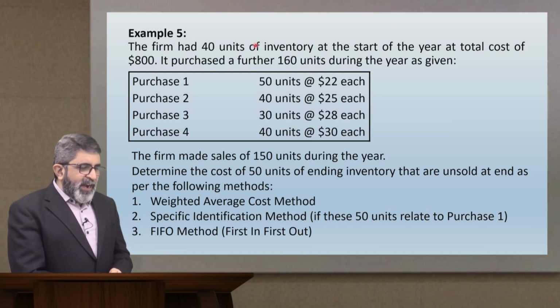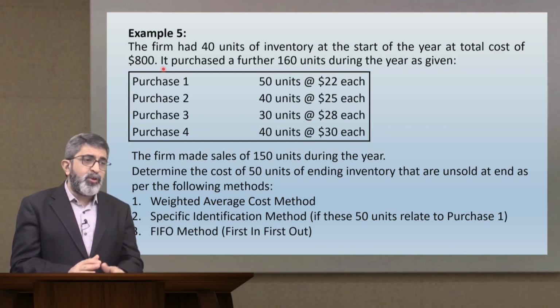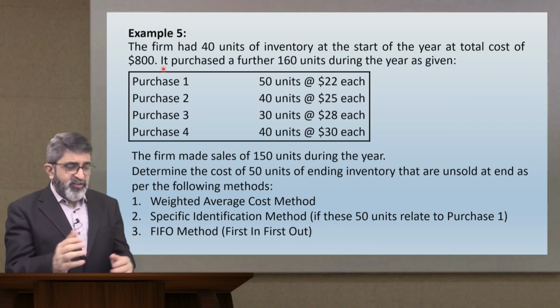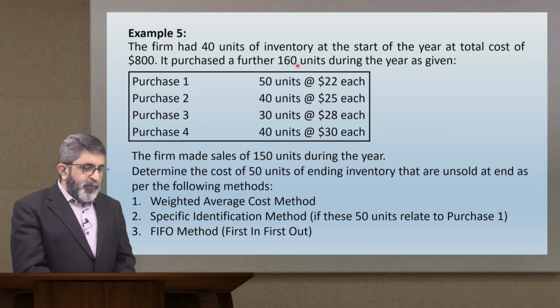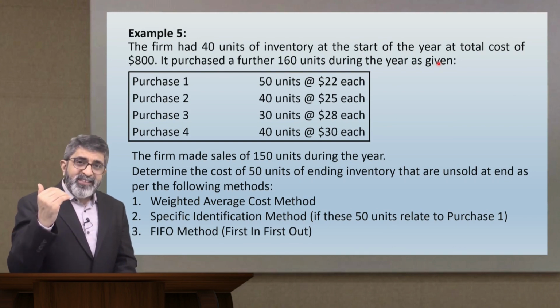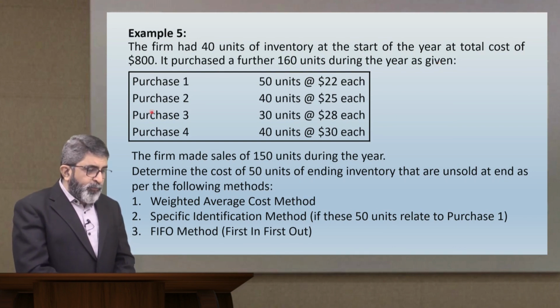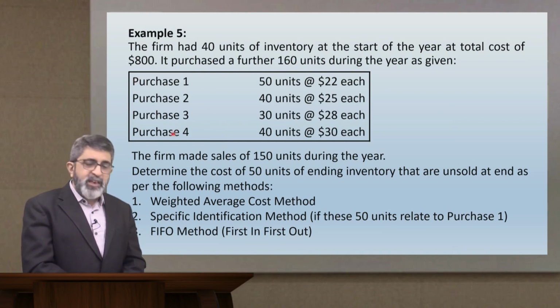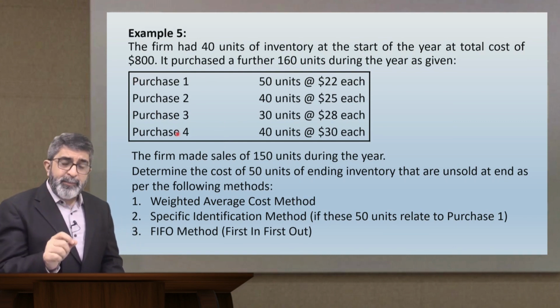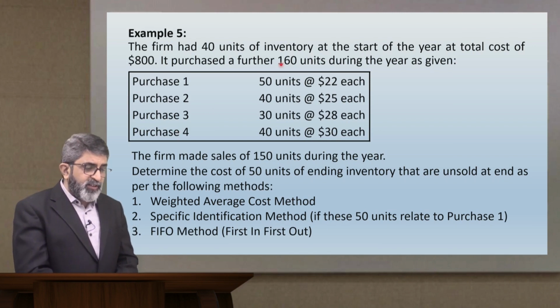It says the firm had 40 units of inventory at the start of the year at a total cost of $800. So this example is giving you quantity as well as cost details. It purchased a further 160 units during the year as given below. Now the 160 units of purchases are split into 4 different lots, that is purchase 1, purchase 2, purchase 3, purchase 4. While you are reading an example, the first thing you must make sure is that you are able to reconcile the 160 units.